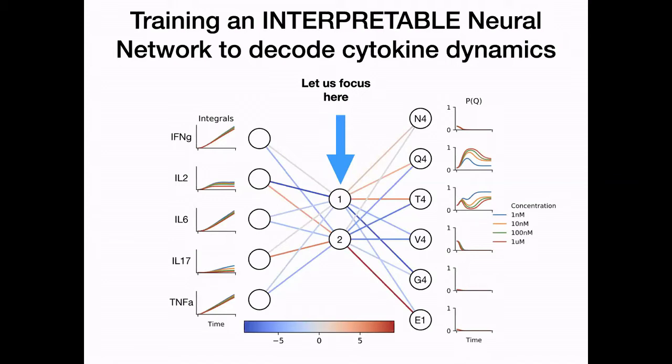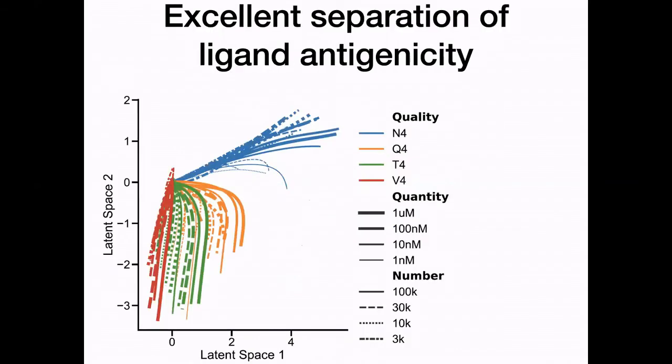To train this, we have several ligand qualities: N4, Q4, T4, V4, G4, E1. These are known ligands of different qualities. We train our neural network to recognize those ligands, so it tells us a ligand is N4, a ligand is T4. Once we have trained the neural network, we can focus on the middle, because the middle tells you what the structure of the data is, what in the cytokine dynamics tells you it is a strong or weak antigen. We have two nodes in the middle, and you can project in 2D the dynamics of these two nodes, and that gives you this kind of trajectories.